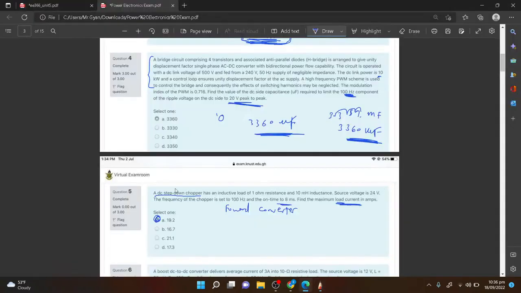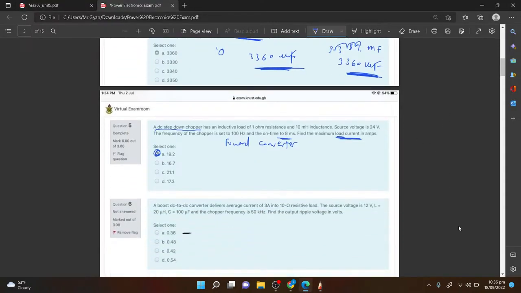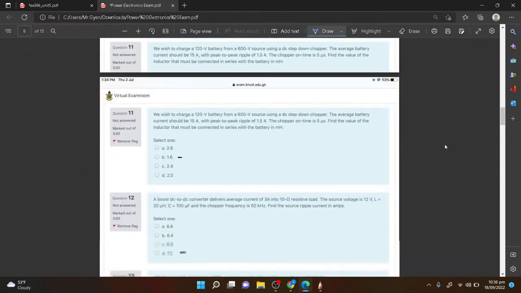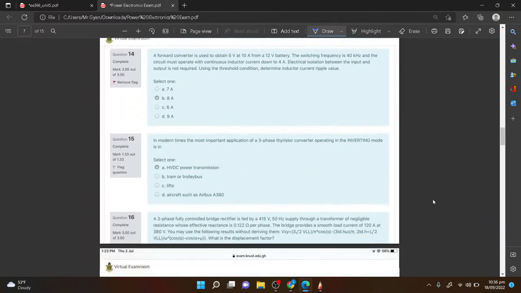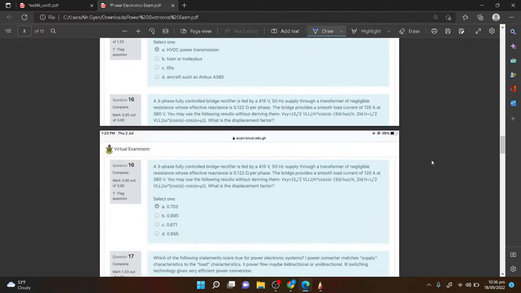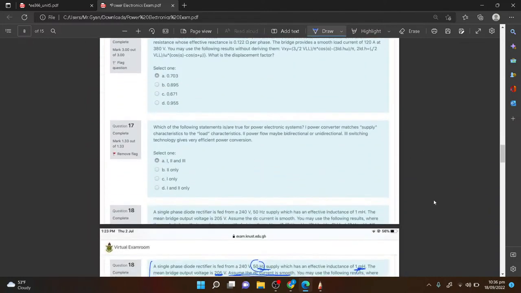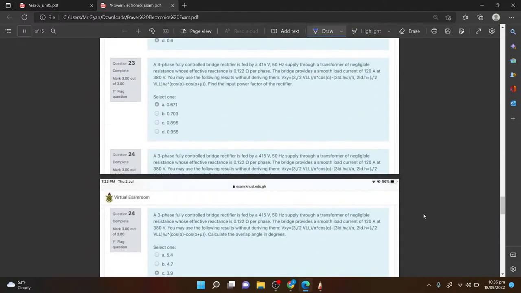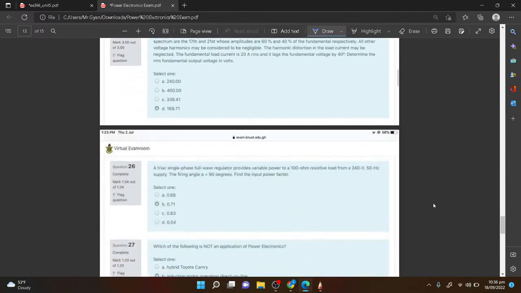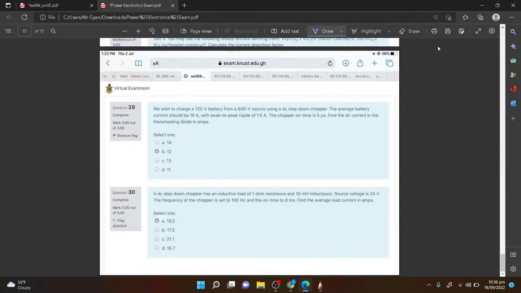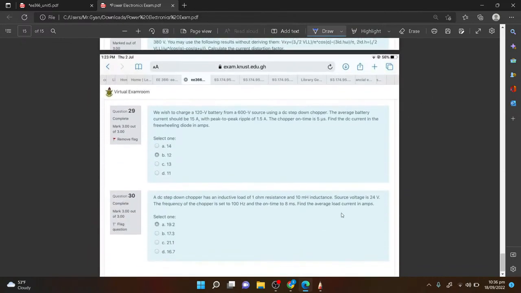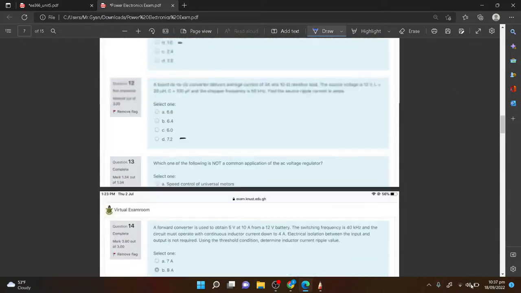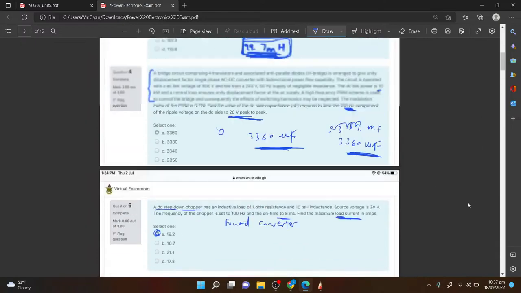All right, let's see if we have a question on the DC step down chopper. Is it tomorrow? Tomorrow's will be arranged in order, like if it's one topic, it will be one topic. This one was online, that's why it's like that. So look for a DC step down chopper. I can't see. Okay, I guess that's the only question that came. The same question, 19.2. All right, let's move on.